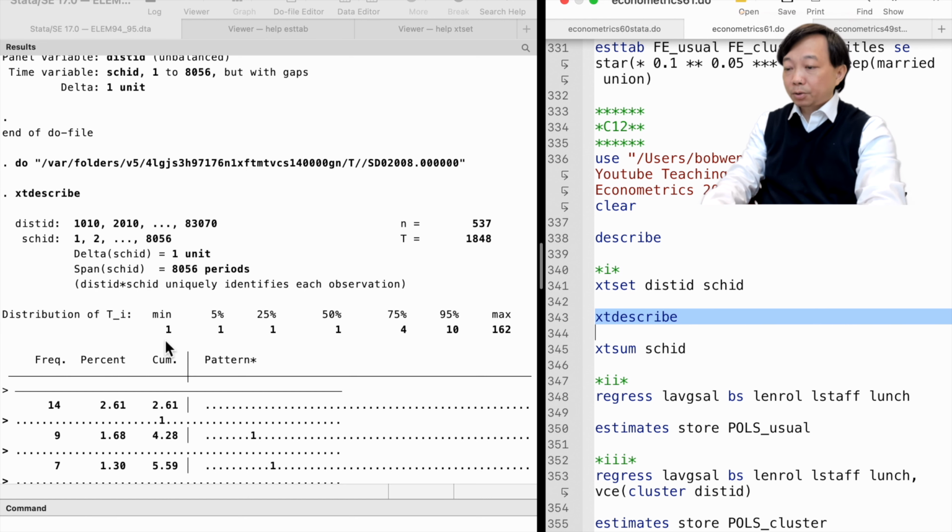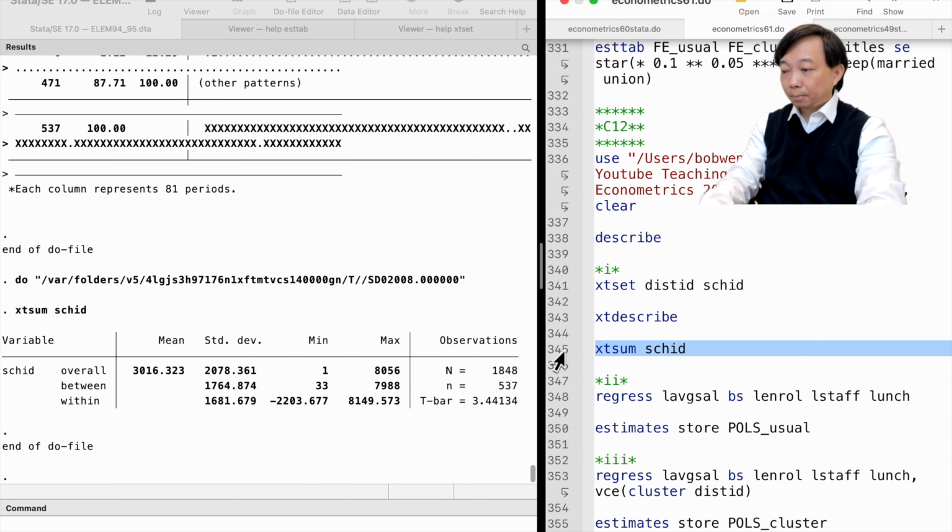We find that the smallest number of schools in a district is 1, and the largest number of schools in a district is 162. Another command for panel data is xtsum. We see that the total number of observations is 1,848. The number of clusters or groups is 537. The average number of schools per district is 3.44.